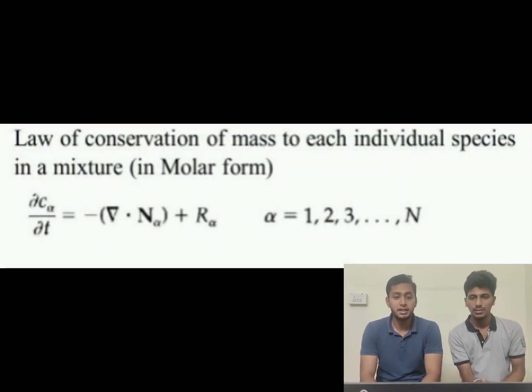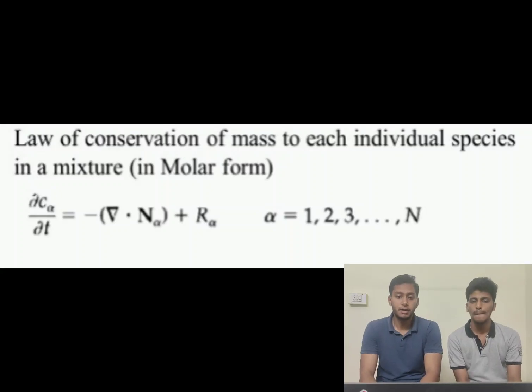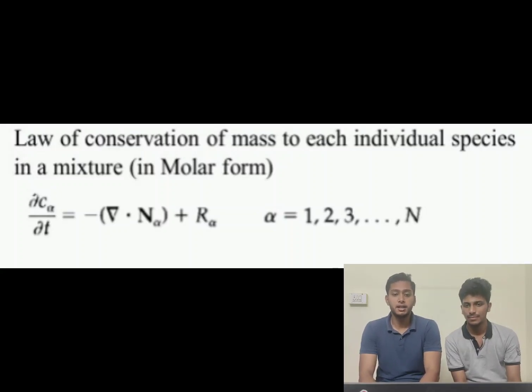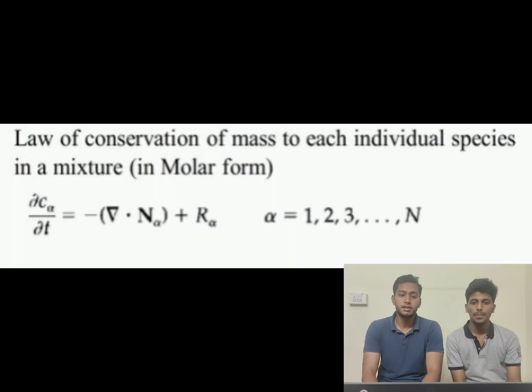Alright, let's read the equation first. Rho C alpha by rho T is equal to minus del dot N alpha plus R alpha, where alpha ranges from 1 to the number of species in the mixture. C alpha is the molar concentration of species alpha in mole per meter cube or kilomole per meter cube. N alpha is the molar flux of species alpha. R alpha is the rate of molar production or consumption due to chemical reaction.